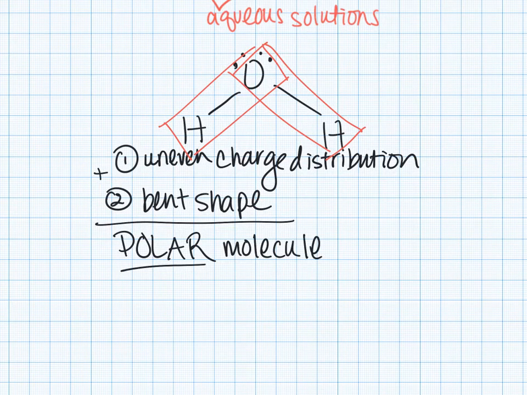It means that one side of the water molecule is partially positive, and that would be down here by the hydrogens. And up top there's a partial negative. This delta just means partial. Okay, so it's not fully negatively charged. Partial negative on top, partial positive on the bottom near the hydrogens.